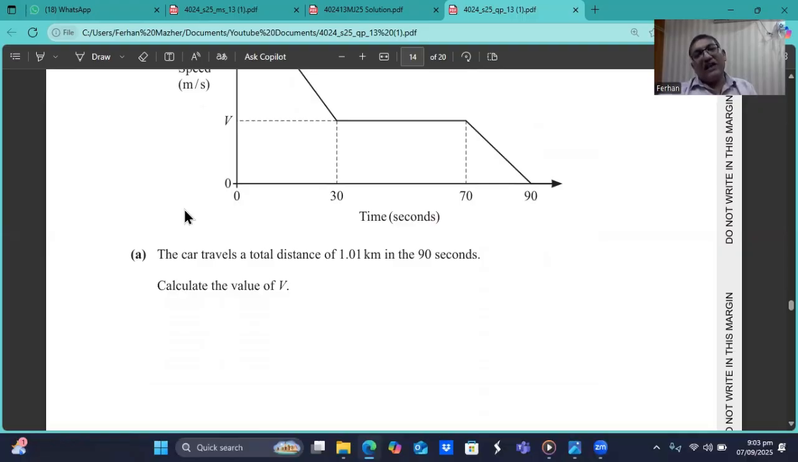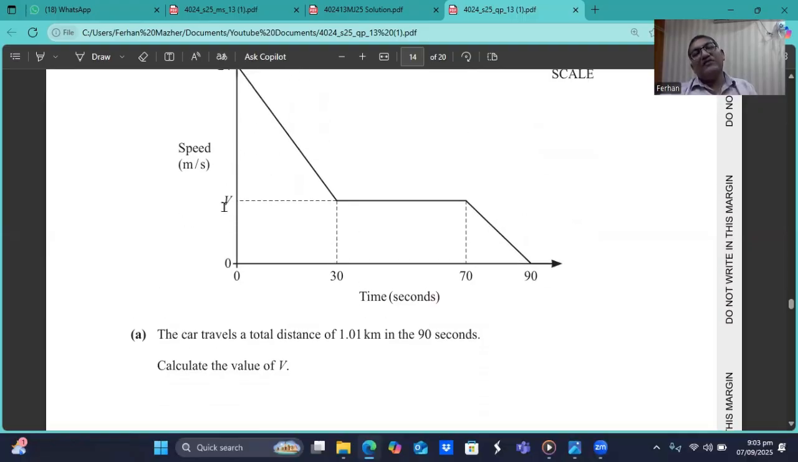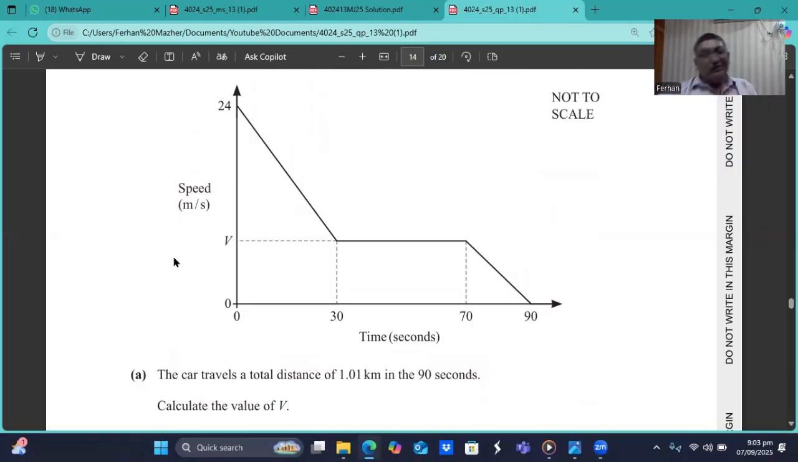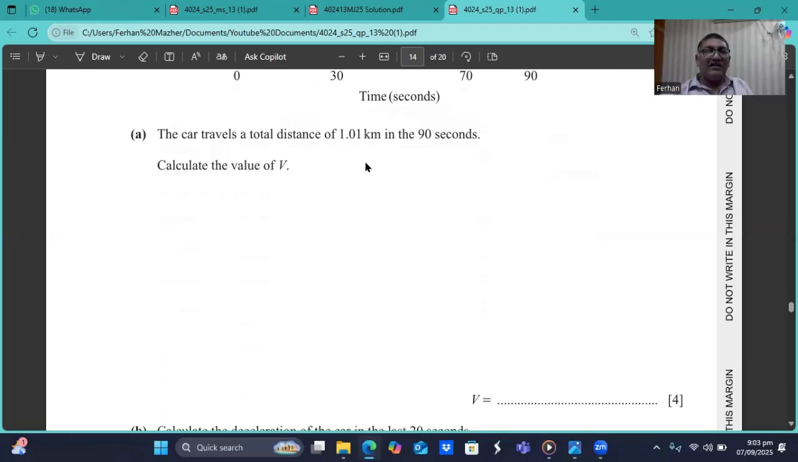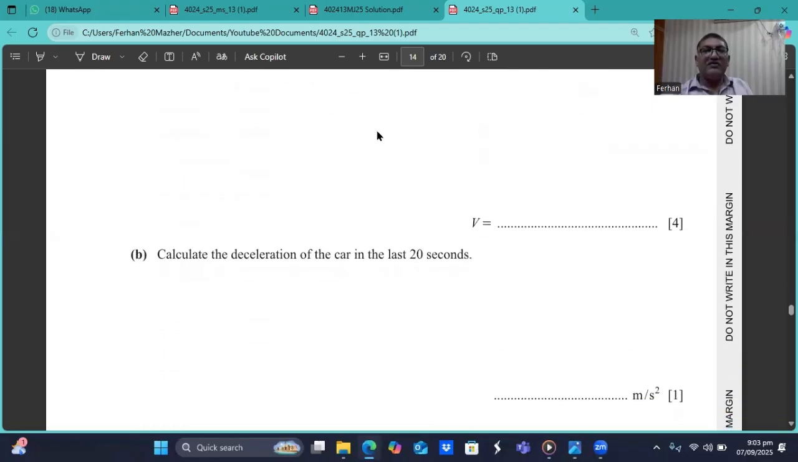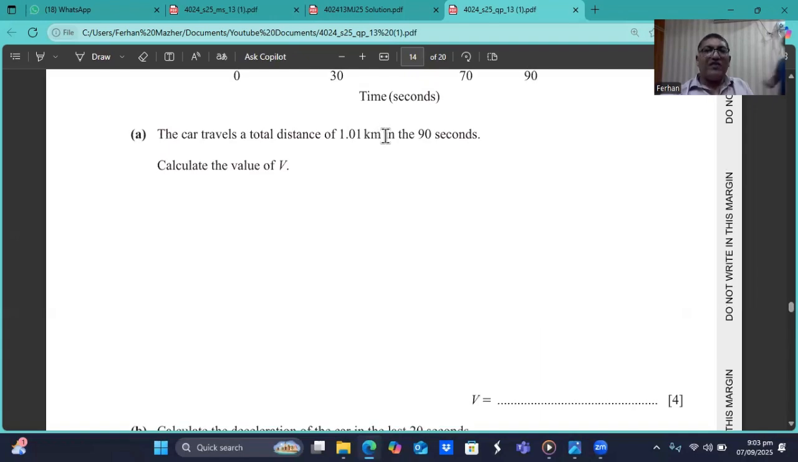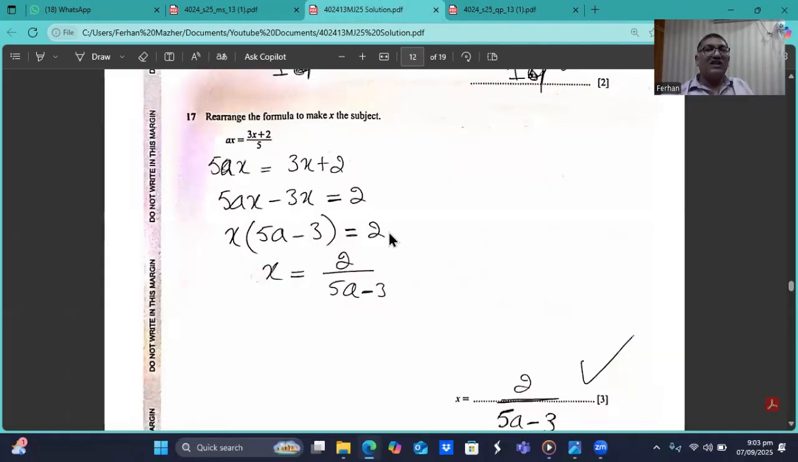Calculate the value of V. We have to find this value of V. The total distance traveled is given. If the speed time graph is given to you, the area under the speed time graph is equal to the distance traveled. And from there, we can find the value of V. It's a 4-mark question. Let me show you how this is done.